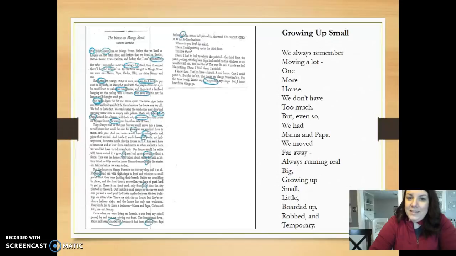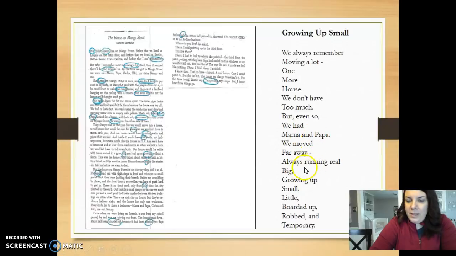What you'll find is that in your article, the words that are in the societal issue article will create a poem for you that aligns with the theme or the message of the article. So for example, The House on Mango Street talks about living in poverty in houses that were less than ideal. And here my poem talks about that one more house. You get this feeling that they're moving a lot. We don't have too much, but we did have Mama and Papa.